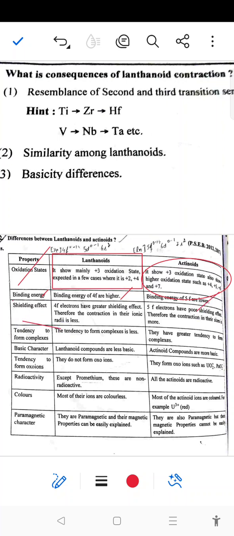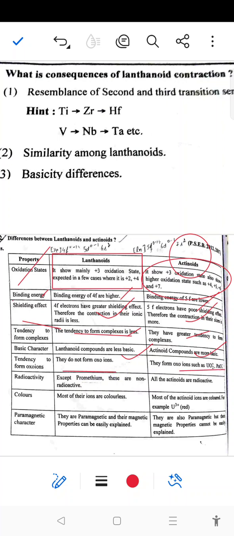Shielding effect: 4f electrons have a greater shielding effect, and 5f electrons have a poor shielding effect. Tendency to form complexes: lanthanoids have a lesser tendency to form complexes, actinides have a greater tendency. Lanthanoid compounds are less basic, actinide compounds are more basic. Lanthanoids do not form oxo ions and actinides form oxo ions.